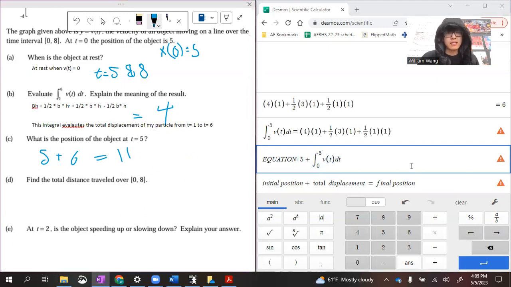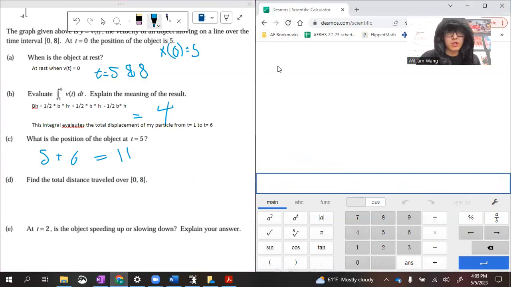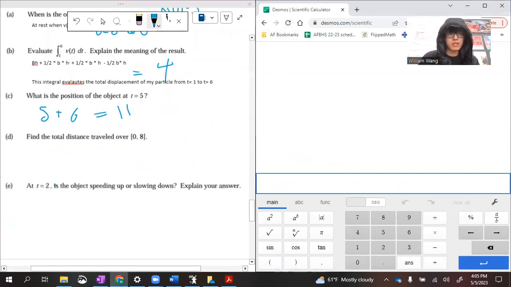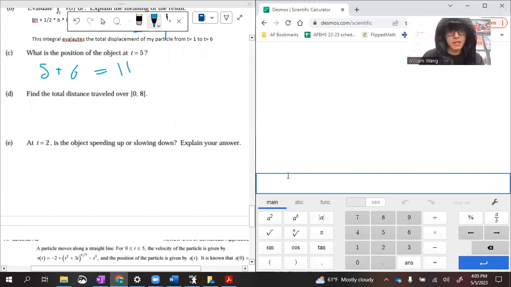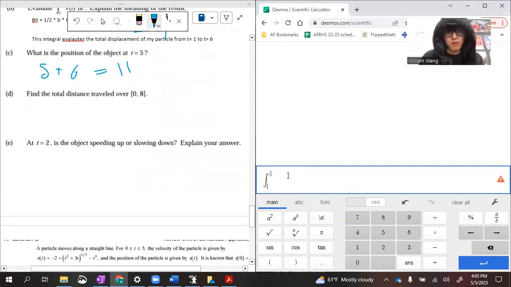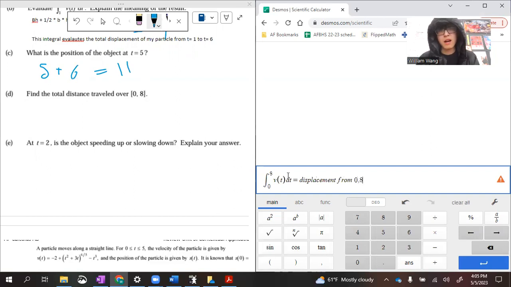Okay, next, D. Find the total distance traveled from 0 to 8. Okay, total distance, really similar. Remember, I'm taking my integral from 0 to 8 of my velocity function. However, this gets me displacement from 0 to 8. Remember, how do I get my distance? Well, to get my distance, I simply need to make everything positive. So I'm going to make this all absolute value.